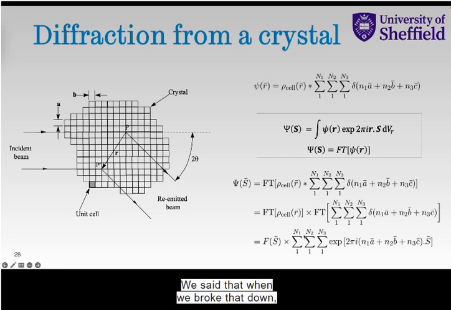And we said that when we broke that down, we ended up with our total scattering as the structure factor, which we said was the Fourier transform of what's going on in the cell, multiplied by this term here, which we said helped us produce the reciprocal lattice.